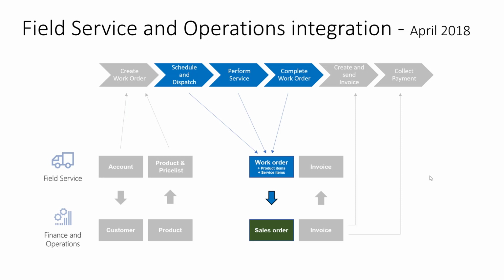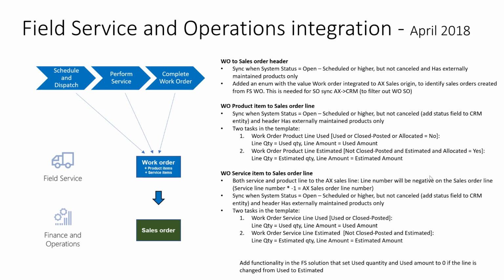Then you go ahead and you schedule it. From this point of time, we start to synchronize the work order, you perform the service, and then you can complete it as well. Here we had to do a lot, actually. First of all, we have to keep track of the status. Then we have, again, to ensure that the sales order origin, that we actually keep track of where it came from, that it was actually created from the work order in field service.